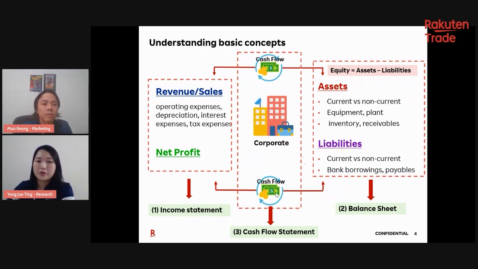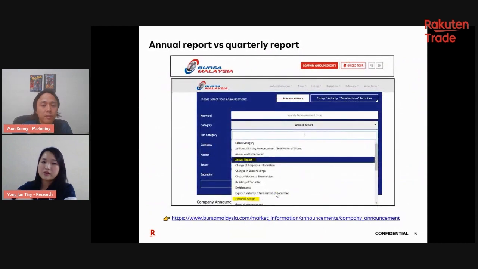Okay. Because I often get questions from investors, how do I get those reports? A very quick way is to go to Bursa Malaysia, look for company announcements, then choose annual report or financial result, which are the quarterly reports. Or you can get those reports from company websites.